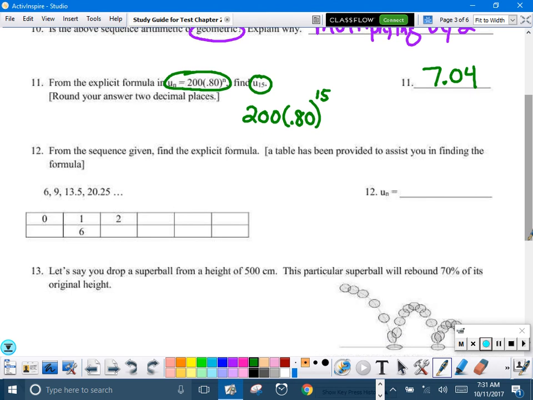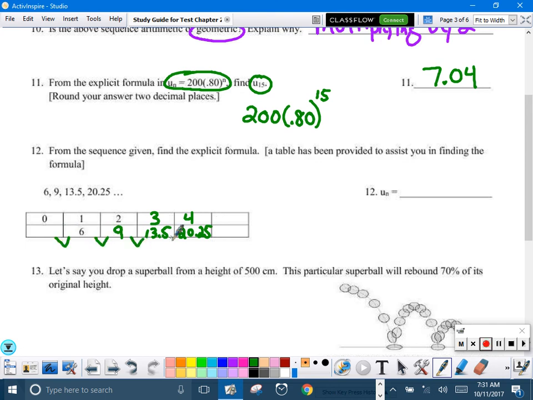Number 12. From the sequence given, find the explicit formula. So we're going to go backwards and find the formula. All right, so let's fill in the table. So we've got 6, then the next number is 9, and then the third number is 13.5, the fourth number is 20.25.